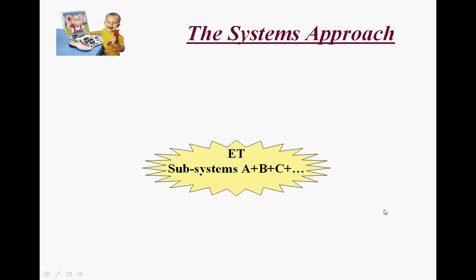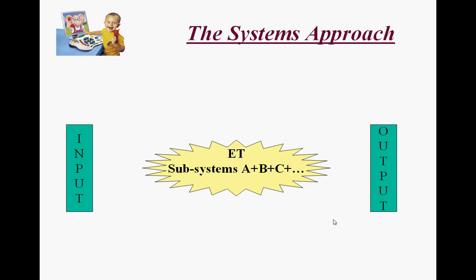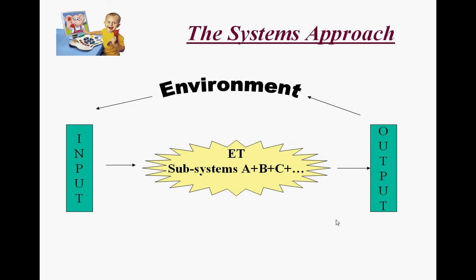The third approach in ET is the systems approach. Educational technology is a system which includes many subsystems. Educational technology depends on the input. This input is processed and then an output is presented. Interestingly, the input and the output are both in keeping with the environment. The input is obtained from the environment and the output goes into the environment.